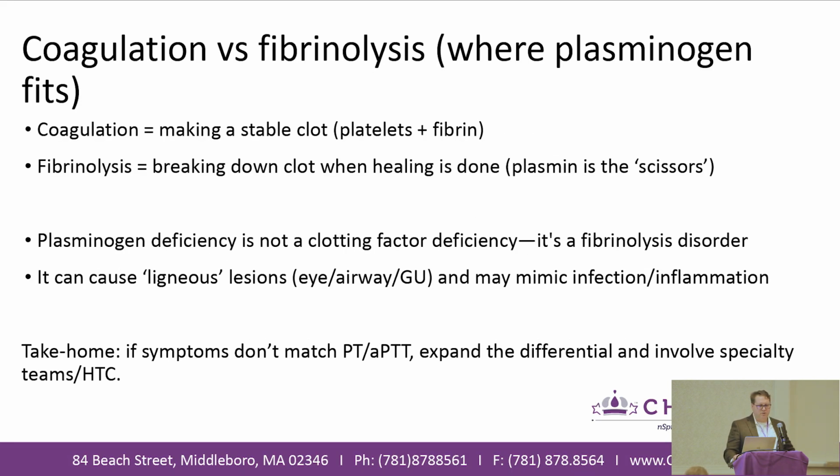So now jumping outside of the clotting factors, getting into plasminogen. I mentioned these already. Coagulation is making clot. Fibrinolysis is breaking down the clot. Plasmin is sort of the scissors that cuts through this. If it breaks down too fast, you make fibrin deposits elsewhere, in the eye, your airway, in your genital urinary tract. And this is sometimes how these patients are diagnosed.